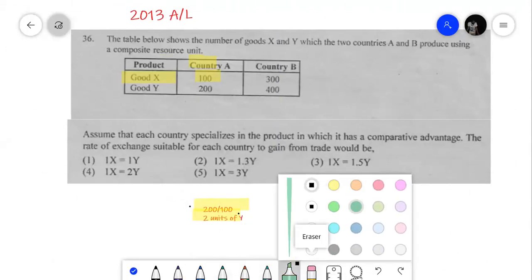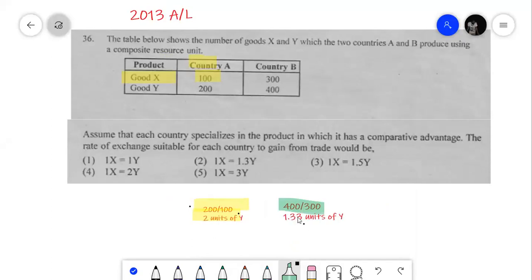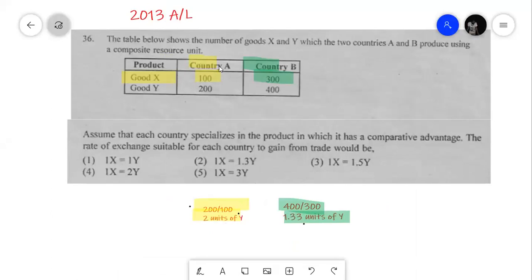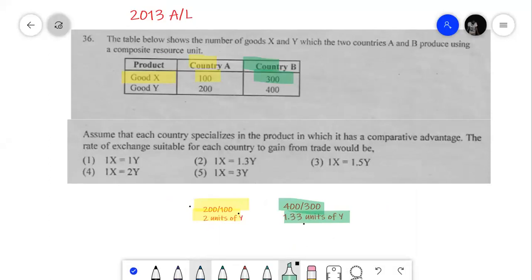If you look at this question now, you have this, this, this, and this. They are now asking, based on this, can you tell me who has the comparative advantage for good X? Opportunity cost for country A is 2 units. Opportunity cost of country B is 1.33 units. Who has the comparative advantage for good X? It's country B, right? They have the lower opportunity cost, so they have the comparative advantage.